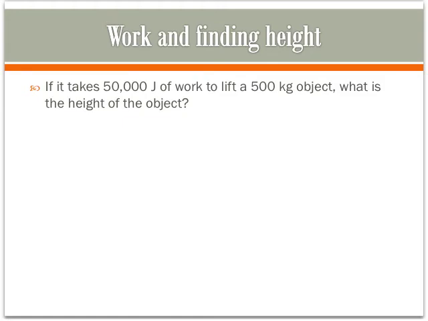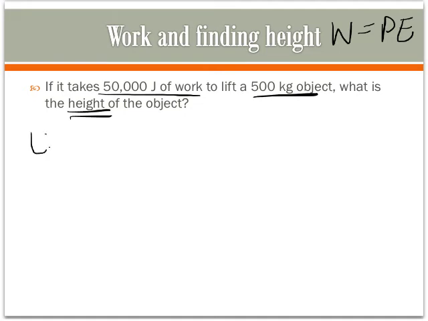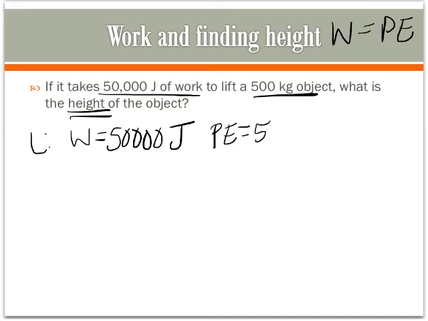So work and then finding height. So just like before, we know work is equal to potential energy. So if it takes 50,000 joules of work, that's going to give you 50,000 joules of potential energy. And we have a 500 kilogram object. What is the height of the object? All right, so we know work is 50,000 joules. We know that PE is 50,000 joules, since those are always going to be equal to each other.